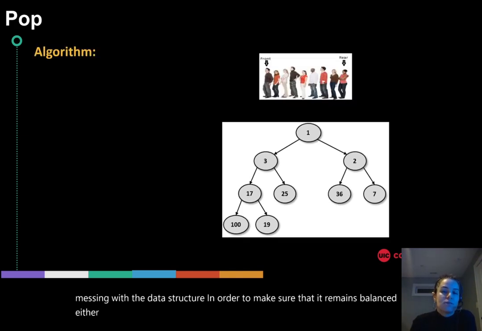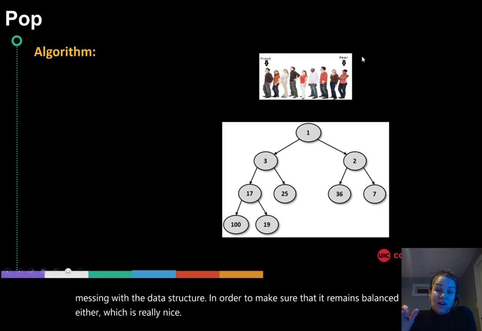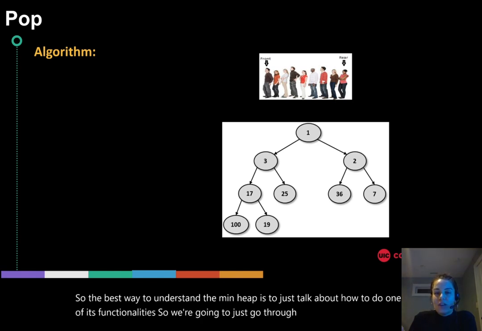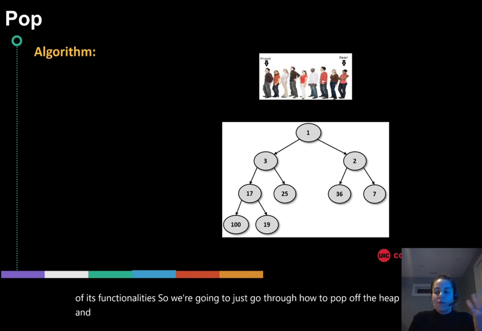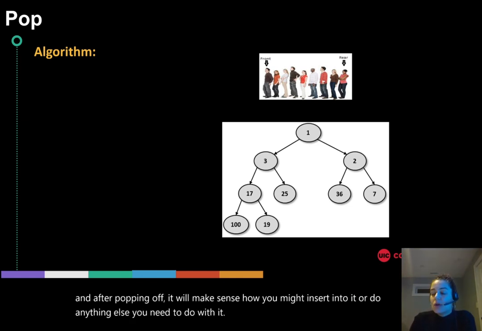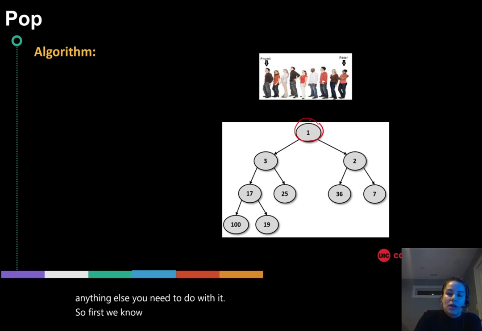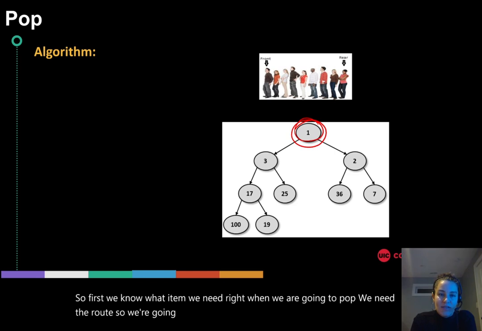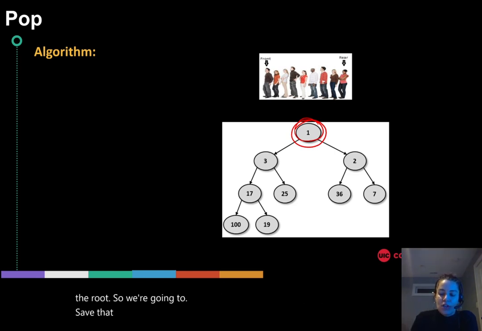So the best way to understand the MinHeap is to just talk about how to do one of its functionalities. So we're going to just go through how to pop off the heap, and after popping off, it will make sense how you might insert into it or do anything else you need to do with it. So first, we know what item we need, right? When we are going to pop, we need the root. So we're going to save that value and get ready to return it. But now we need to remove it before we leave the function.